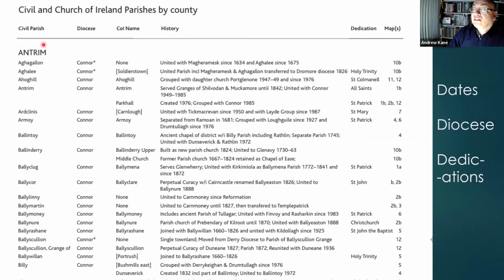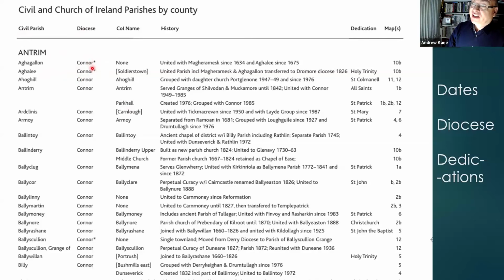So what I've done is listed for each county, well, clearly you can look it up in the index for your townland, but then you can come to the parishes index, which is just before you get to the list of all the townlands. You get this list of parishes. The civil parishes are listed by county and then alphabetically, and within that they tell you which diocese it's in, which we'll come to.